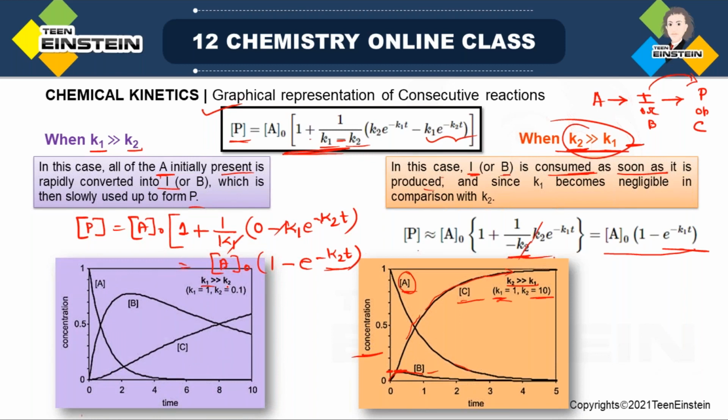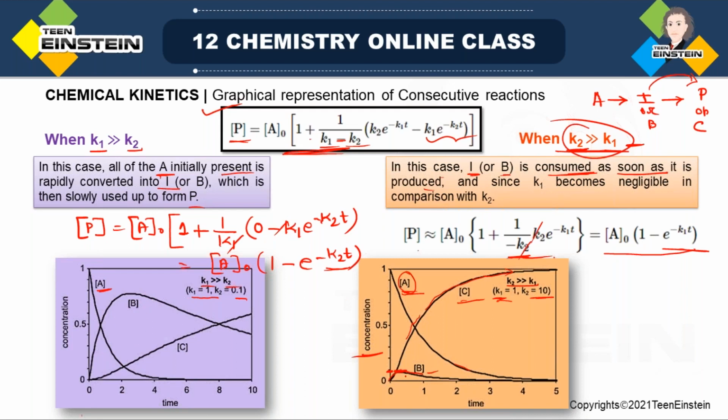Here K2 is a lower value. Suppose K1 value is 1 and K2 is 0.1. That means K1 is 10 times greater than K2. Now again the same, concentration versus time graph. Concentration of A, just like the previous curve, is decreasing with time because it is the starting material.